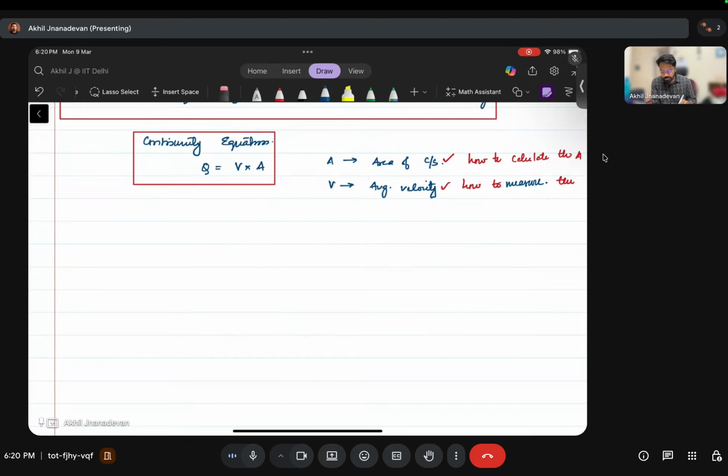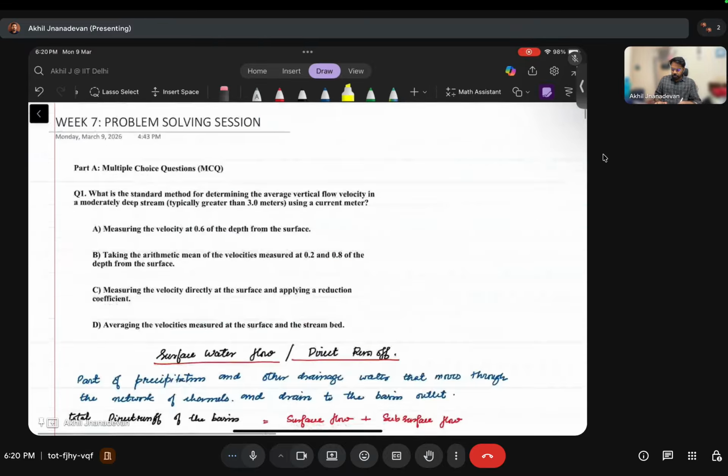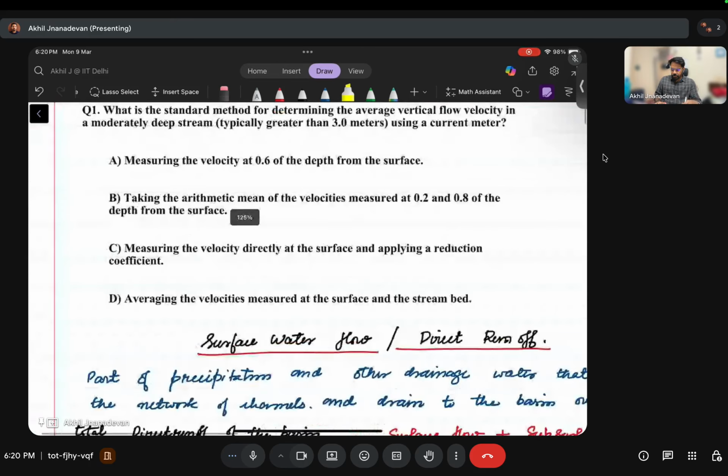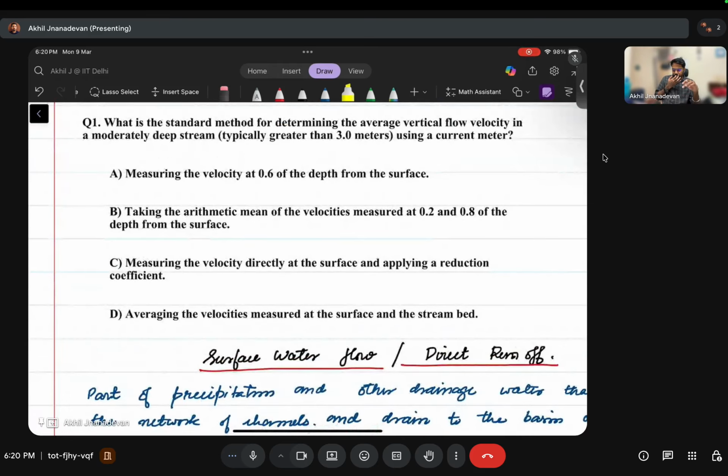So we need two things: one is the area of cross section, the other is the average velocity. Okay, so now we can come to the first question. The first question is, what is the standard method for determining the average velocity? Here we are trying to make a rating curve, so we need the average velocity and the area of cross section. Then we can find the discharge, right?